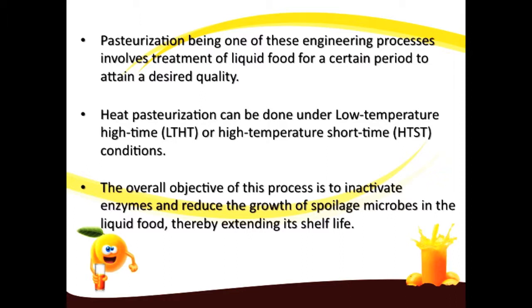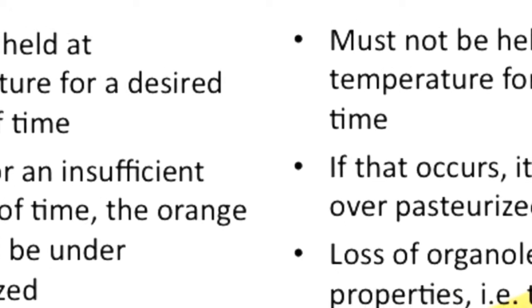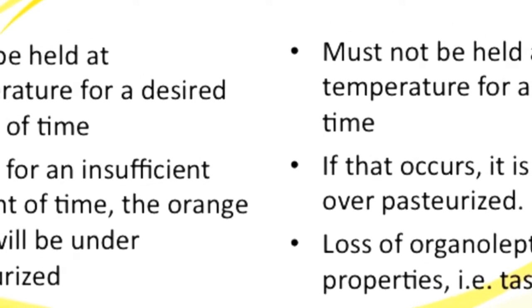Heat pasteurization can be done using two different methods: low temperature high time and high temperature short time. And as these names suggest, this process is simply heating orange juice to a desired temperature for a certain period and then followed by immediate cooling. The quality of orange juice is very sensitive to the time at which the process occurs.